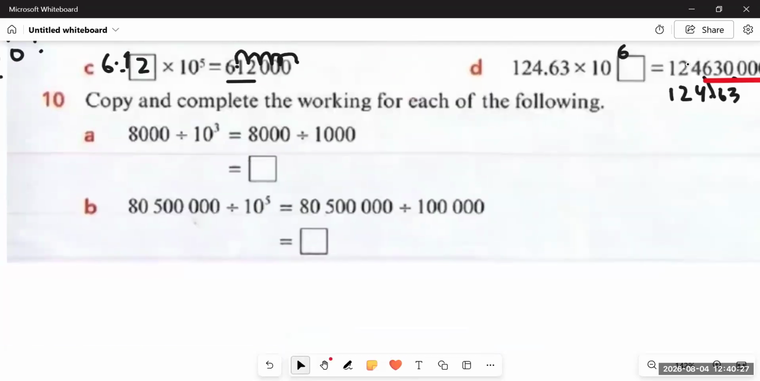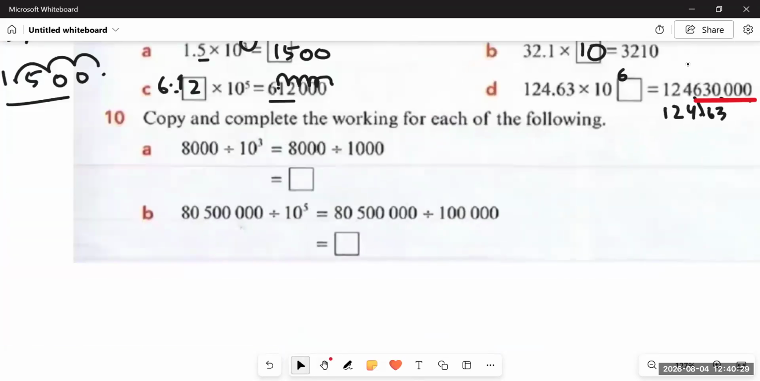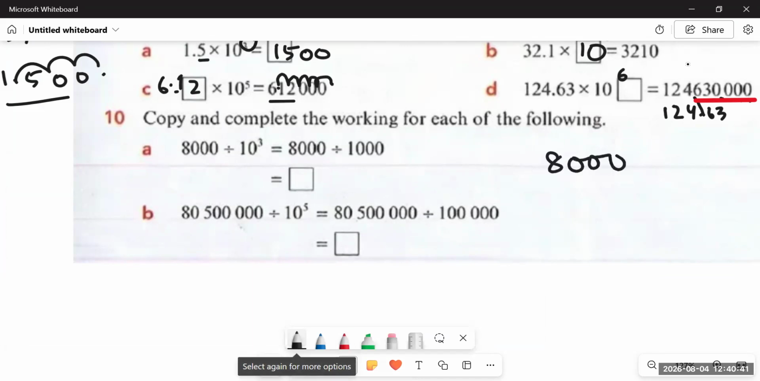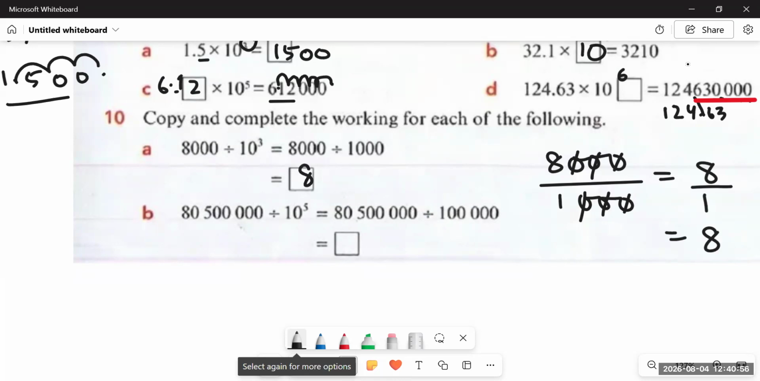Now in question number 10, what do we have to do? We have to do division. Division is altogether an inverse of multiplication. So 8,000 divided by 10 power 3 is 8,000 divided by 1,000. And how do we do that? It's 8,000 upon 1,000. And in this case, we cross out an equal number of zeros. So 3 zeros in the numerator, 3 zeros in the denominator. It becomes 8 over 1, and we do not write 1 in the denominator. So that's 8. Here comes 8.